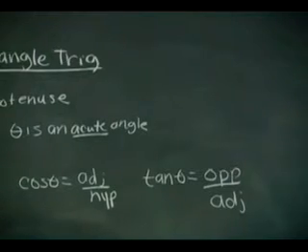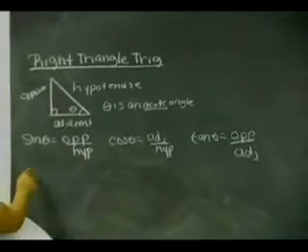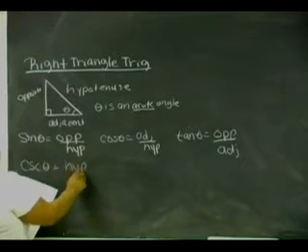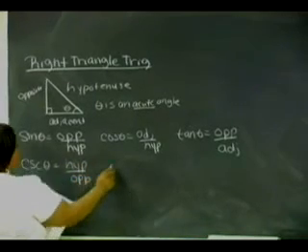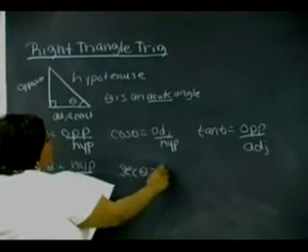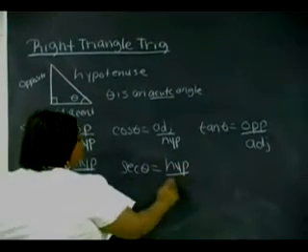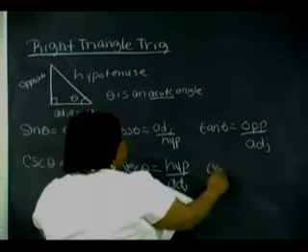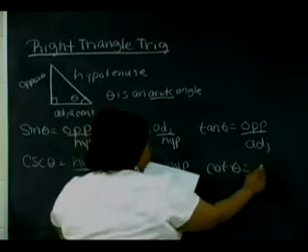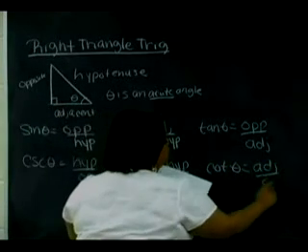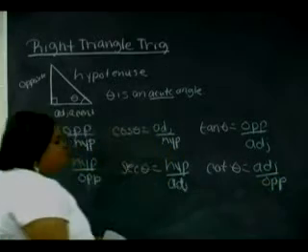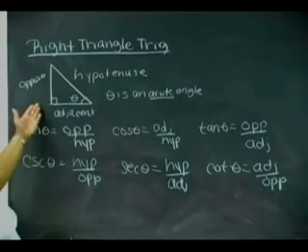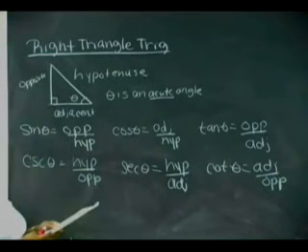Okay? We can get our reciprocal functions. Cosecant theta is hypotenuse over opposite. Secant theta is hypotenuse over adjacent. And cotangent theta is adjacent over opposite. Okay? So we have our 6 trigonometric functions based on this idea of a right triangle.